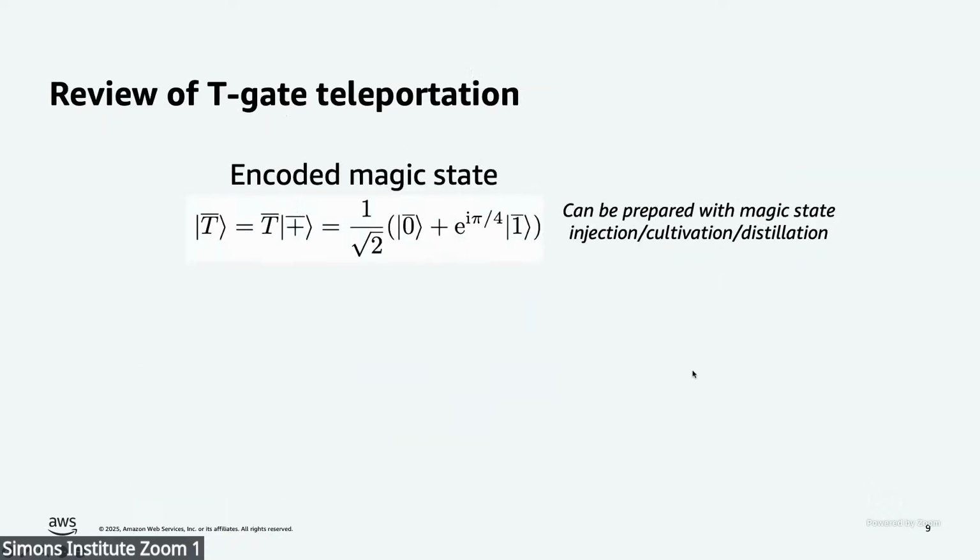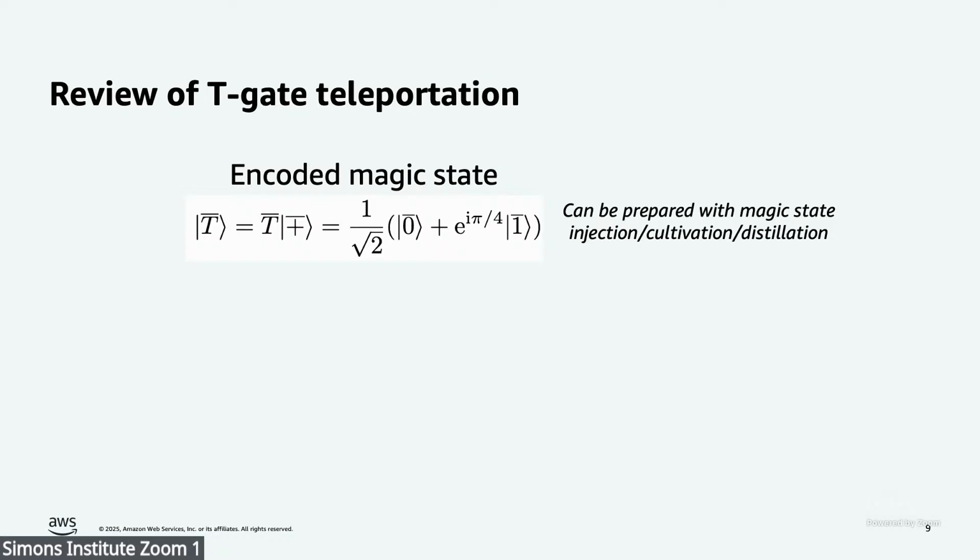But before I explain exactly how it works in our protocol, I just want to review how it works for the T state, how we do T state distillation and teleportation, because in some sense, the protocol is a direct generalization of this. The important thing is that we define these things called magic states, which are the equal superposition of 0 and 1 with the T gate applied to it, giving us this state shown here.